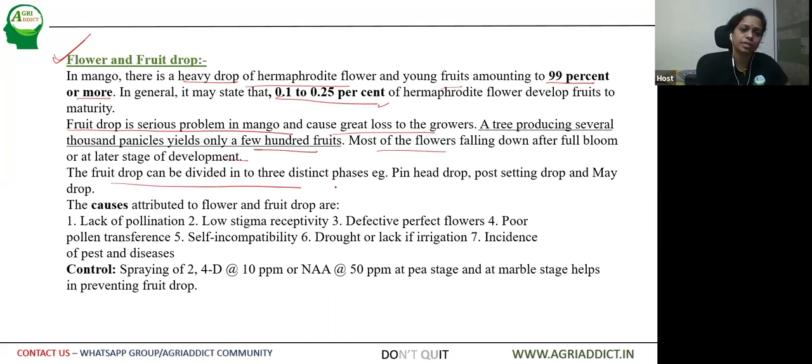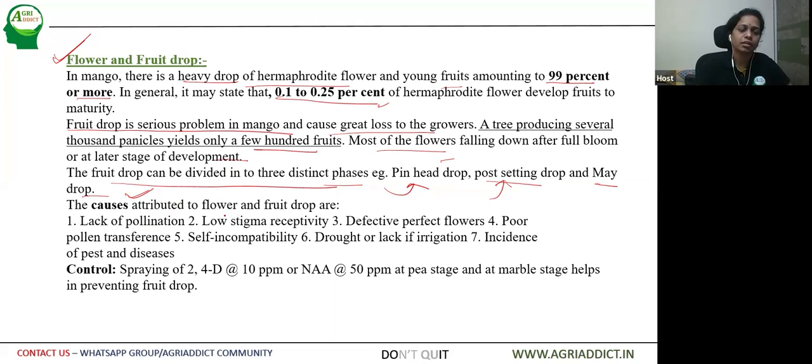The fruit drop can also be divided into three distinct phases. The first one is pin head drop. As and when the flower develops and fruit setting occurs, at this stage, the pin head stage, the fruits drop. Then post-setting drop. After the fruit is established, one more drop is seen. Then the May drop, and because of unnecessary rains we can also expect May drop. So these are the three different phases of fruit drop in mango.